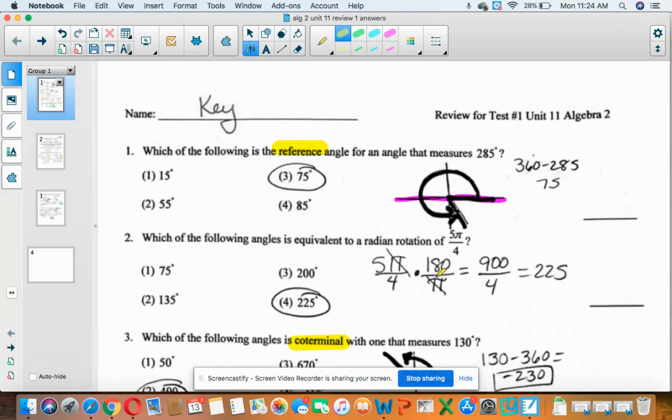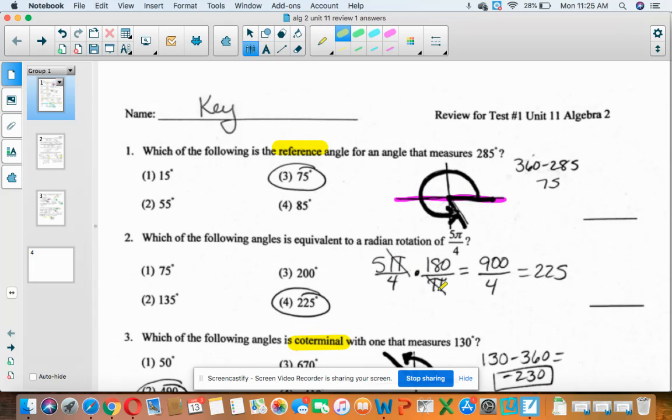The way I remember it is, first of all, it's on the reference sheet, so you don't have to worry about memorizing it. But if I want to change from radians to degrees, I need the pi's to cancel, so I'm multiplying by 180 over pi. If I'm changing from degrees to radians, I want pi in the answer, so that's when I multiply by pi over 180.